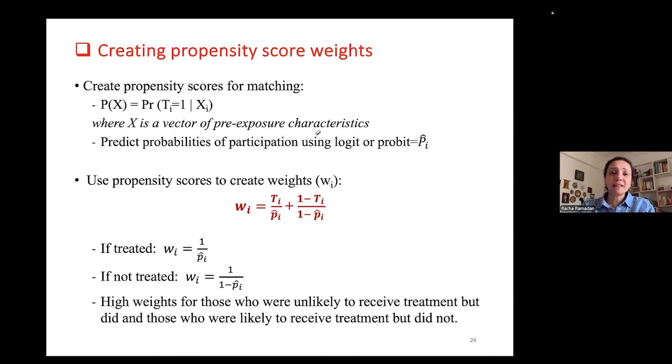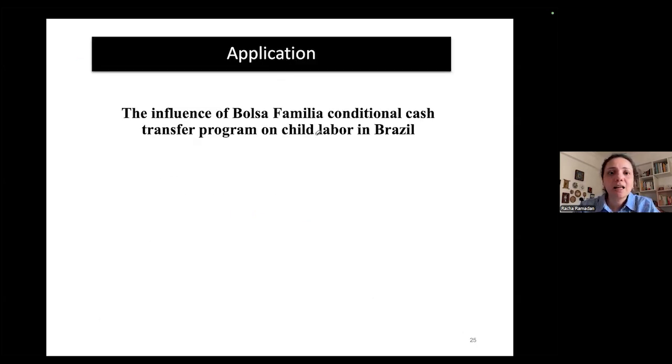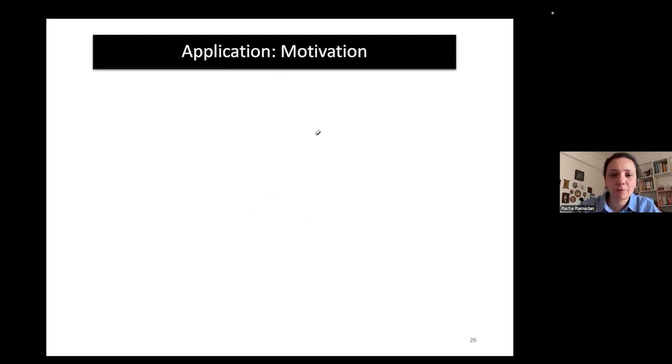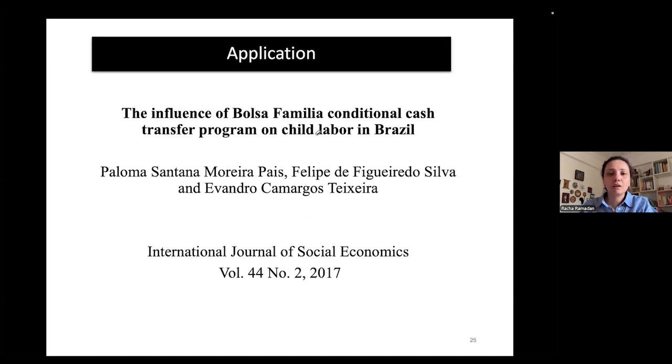Okay, so before taking a break and moving to the more fun, interesting part using STATA, let me just show you this paper, or the main points of this paper, on the influence of Bolsa Familia, which is a conditional cash transfer program that is very successful in Brazil, and it was the main inspiration of many cash transfer programs worldwide, including the Takaful program in Egypt, that use the PSM method.